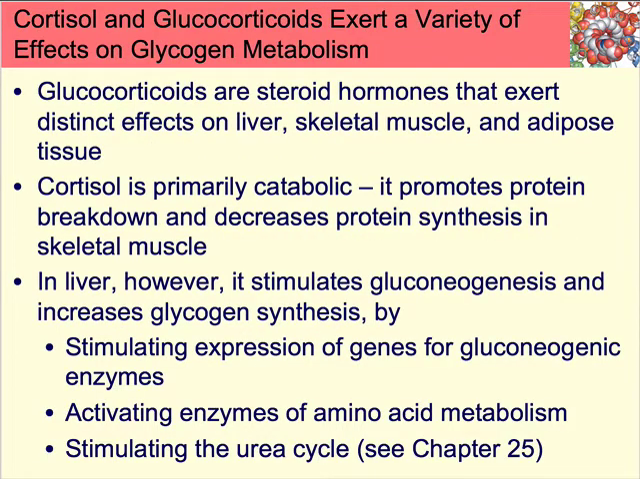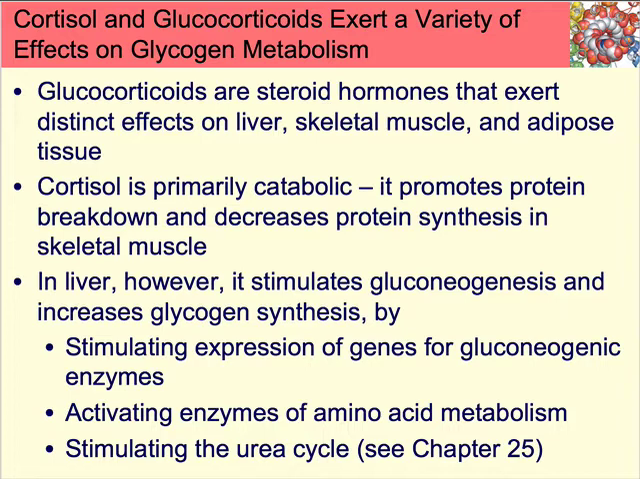Other hormones act in similar ways. Cortisol and glucocorticoids exert a variety of effects on glycogen metabolism. The glucocorticoids are steroid hormones that exert distinct effects on liver, skeletal muscle, and adipose tissue. Cortisol is primarily catabolic. It promotes protein breakdown and decreases protein synthesis in skeletal muscle.